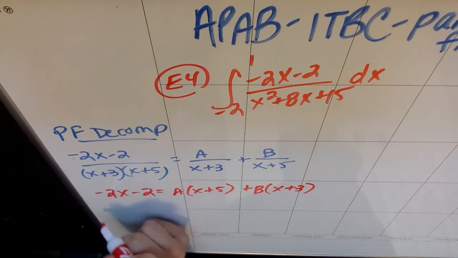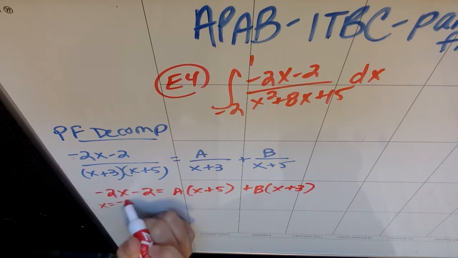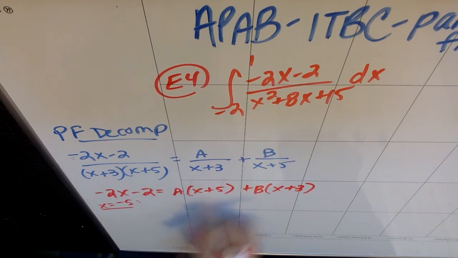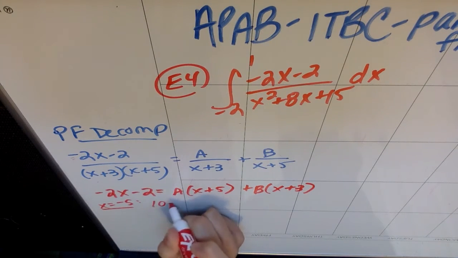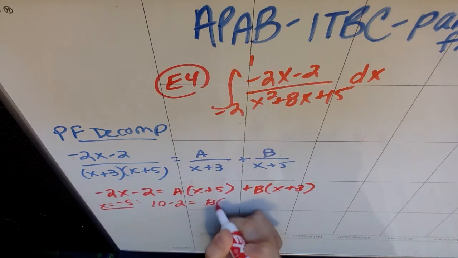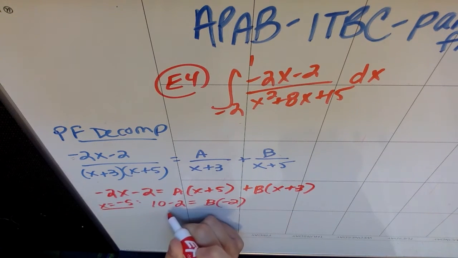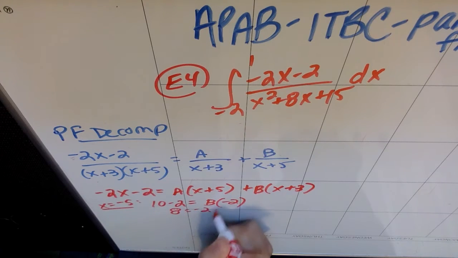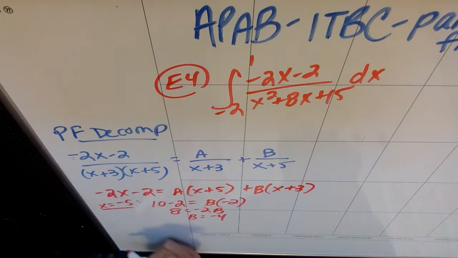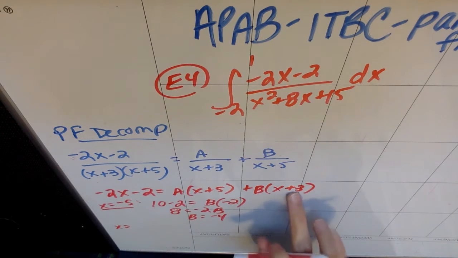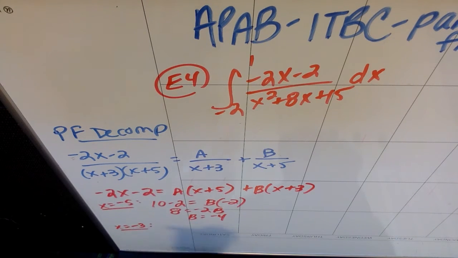All right, I'm then going to use my clever substitution. I'm going to start with x equals negative 5. That's going to knock out the A term, right? So I'm going to get positive 10 minus 2 equals B times negative 2. So I think I get 8 equals negative 2B, so my B must be negative 4. And then for the other term, to knock that out, I'm going to plug in x equals negative 3. When I do that, I get 6 minus 2 equals A times a regular 2, so 4 equals 2A, so A must be 2.